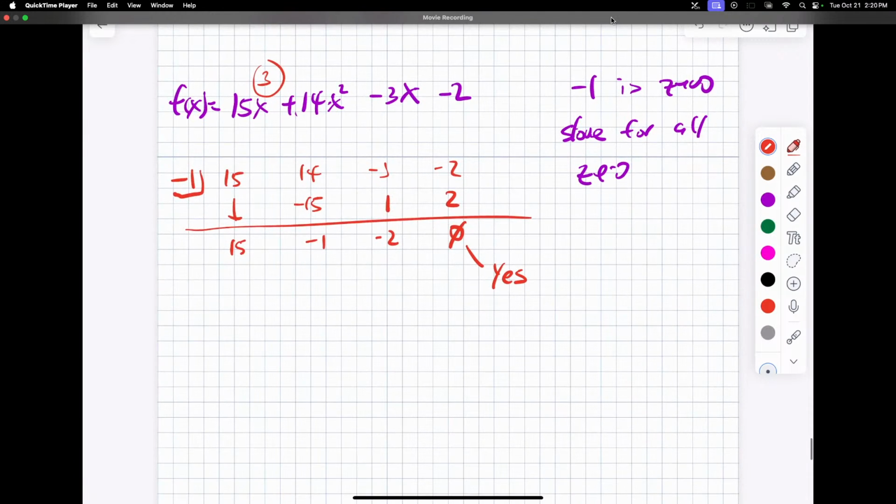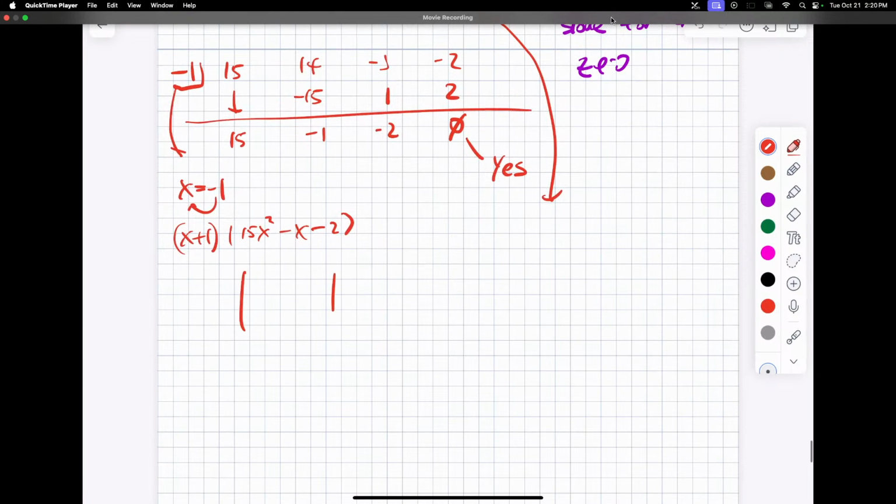So that means x equal to negative 1 is part of the 0s. So you can move it and it becomes the factor. So it'll be x plus 1. So x plus 1 times what equals this? x times this, 15. And all we've got to do is factor the rest.